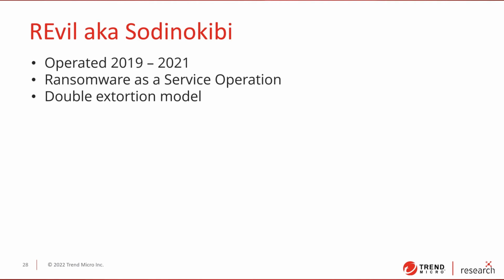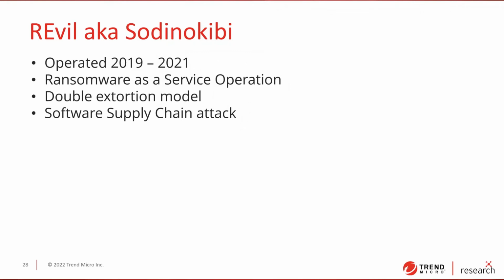And then the quadruple one that we saw last year is where in the stolen data, in many cases, they will have your customer information. And there we're starting to see them contact your customers. They do that to tell them to put pressure on you to pay the ransom so their data doesn't get leaked. So that's a pretty nasty model as well.